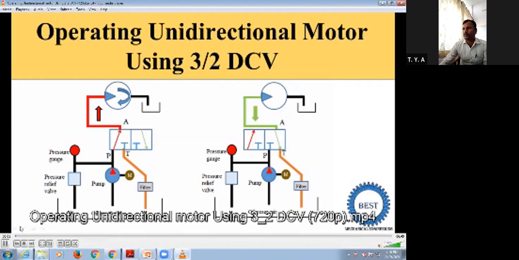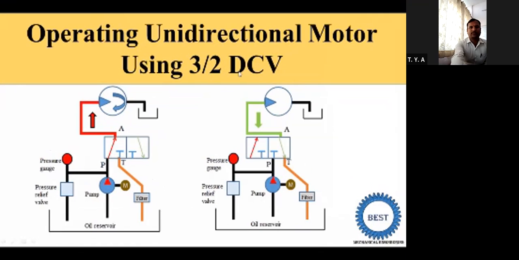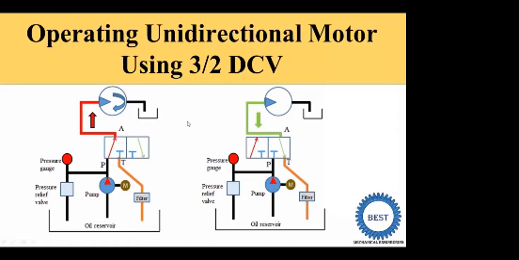In this video, I explain hydraulic circuit designs. In these hydraulic circuit designs, the unidirectional motor is used, and this unidirectional motor is operated by using the 3x2 DCV. DCV means directional control valves. Okay, so I explained by using the animation, so you can easily understand how this system works. So first we understand what is the symbol of unidirectional motors and what its meaning, and what is the meaning of 3x2 DCV. So in this case, the unidirectional motor can be operated by 3x2 directional control valves.